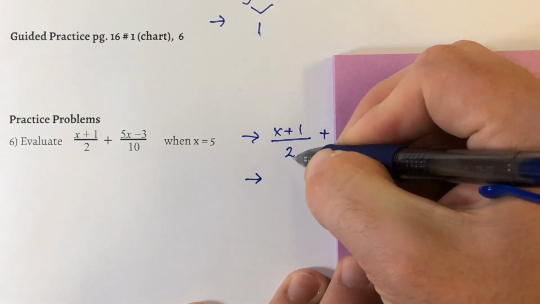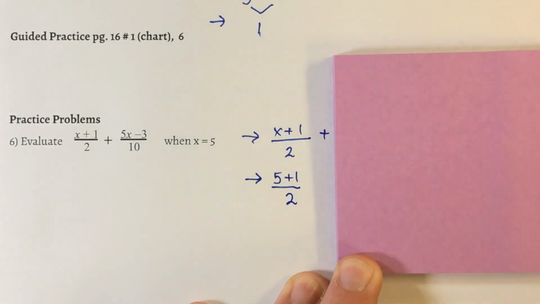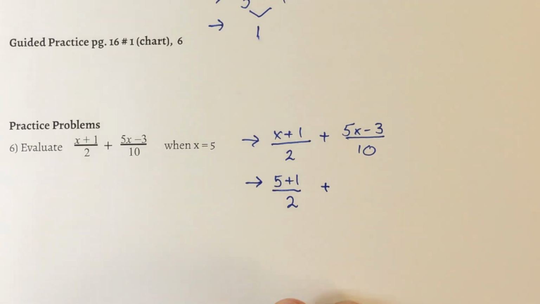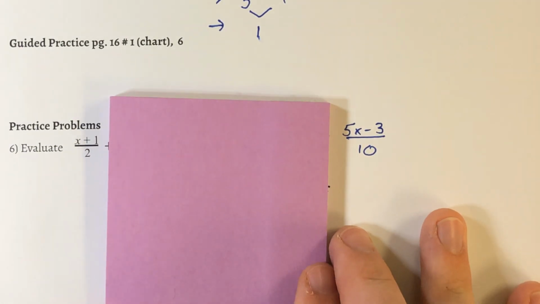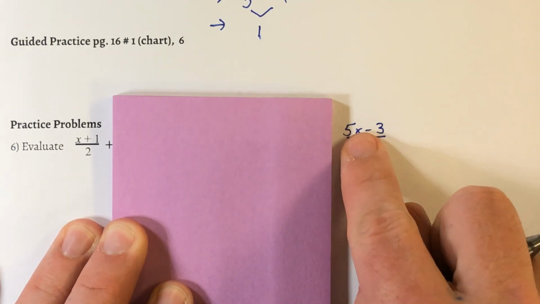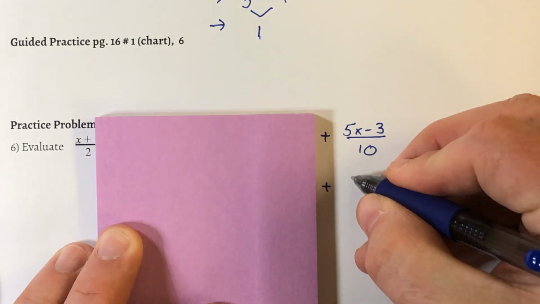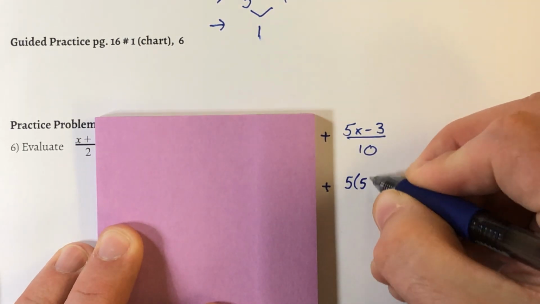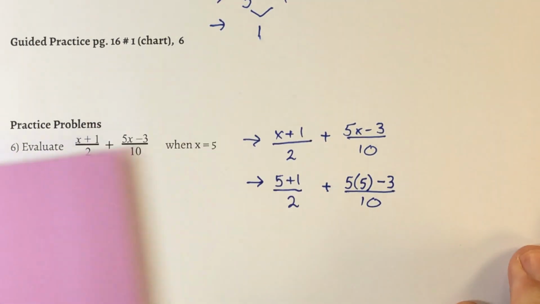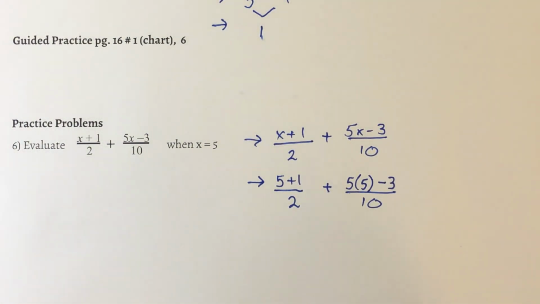So I have x plus 1 over 2. That's going to become 5 plus 1 over 2. Move on, plus. Now we have 5x minus 3 over 10. Remember, that letter is right next to a number. That means multiply. So our letter was 5. So we're going to do 5 times 5 minus 3 over 10. So again, we just substituted all the x's with 5. Next step, start solving.